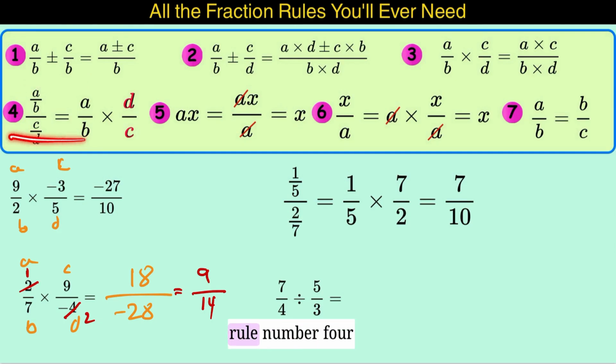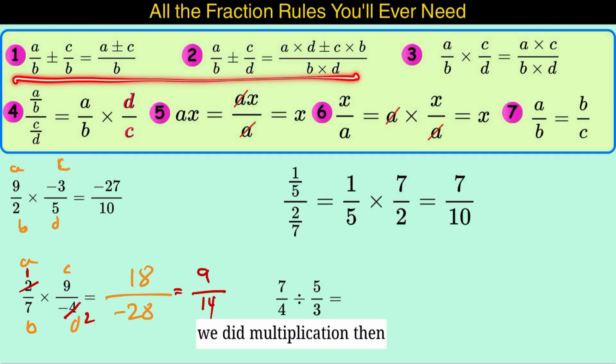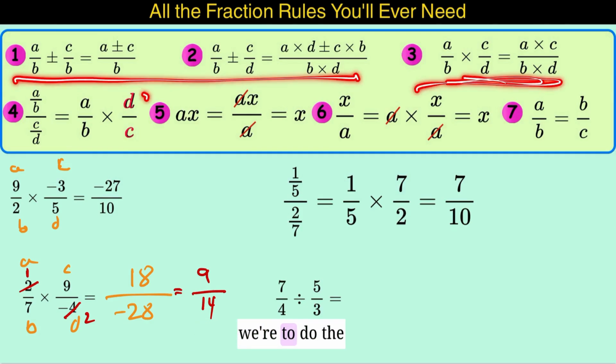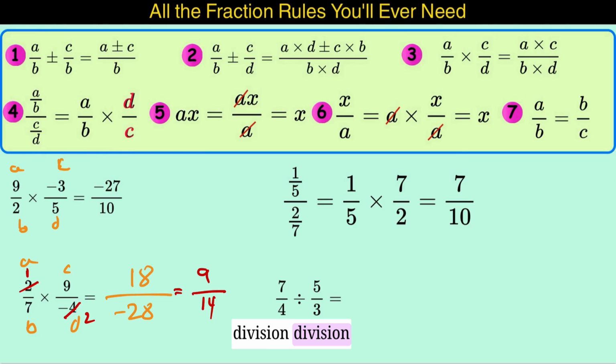Now, for rule number 4, division. So we did addition and subtraction, we did multiplication, then we're going to do the division. Division, anytime you do division of fractions, always remember this. Switch them to multiplication. If you have A over B divided by C over D, here is A over B. But pay attention to this, please.